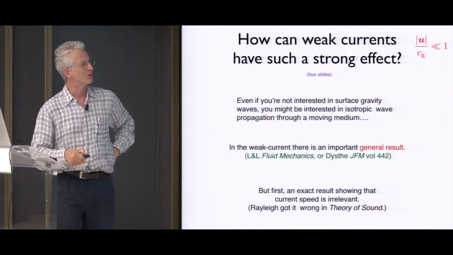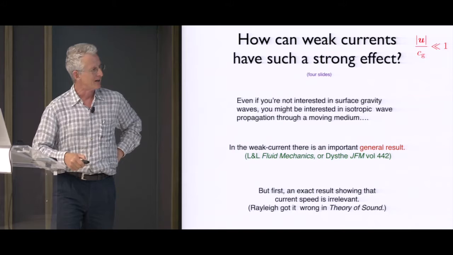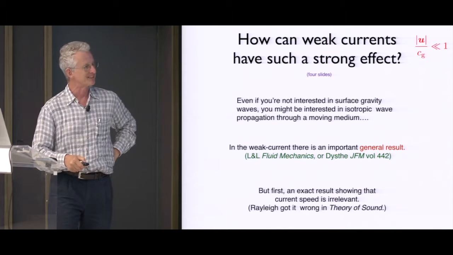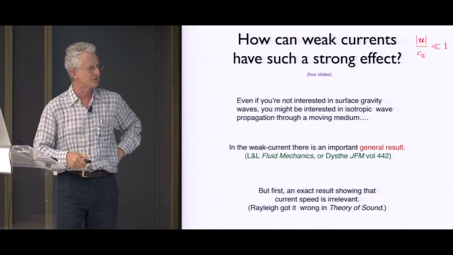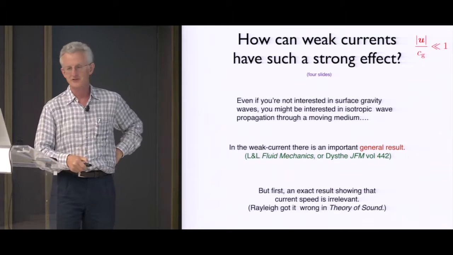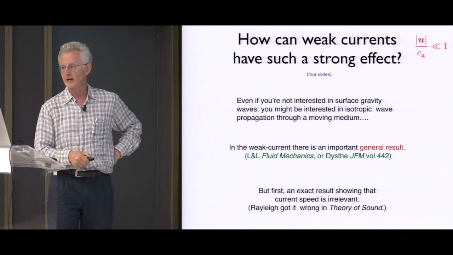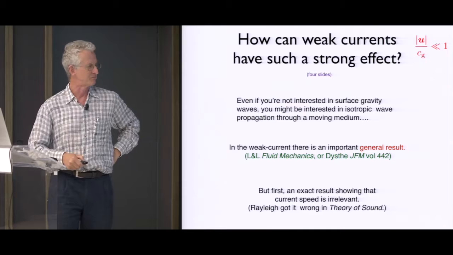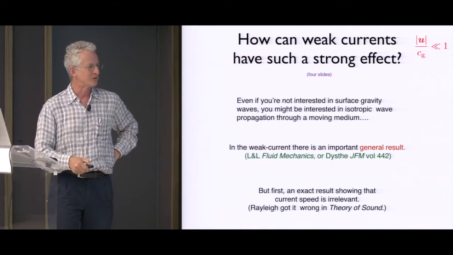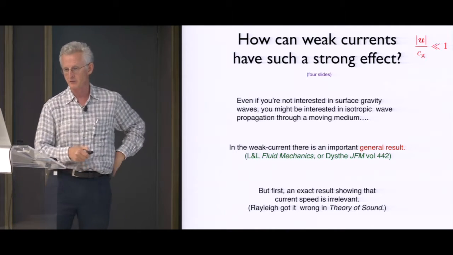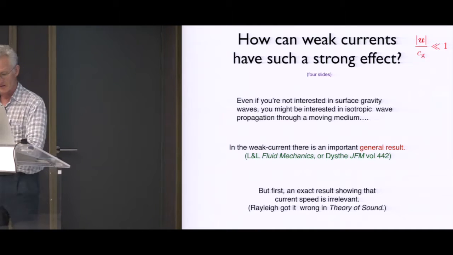And before explaining the result, I'll first of all show you a simple exact solution of the ray tracing equations, which shows that the current speed is irrelevant for bending waves, okay? And this is perhaps interesting historically because it's wrong in the theory of sound. It's one of the two big mistakes in the theory of sound.